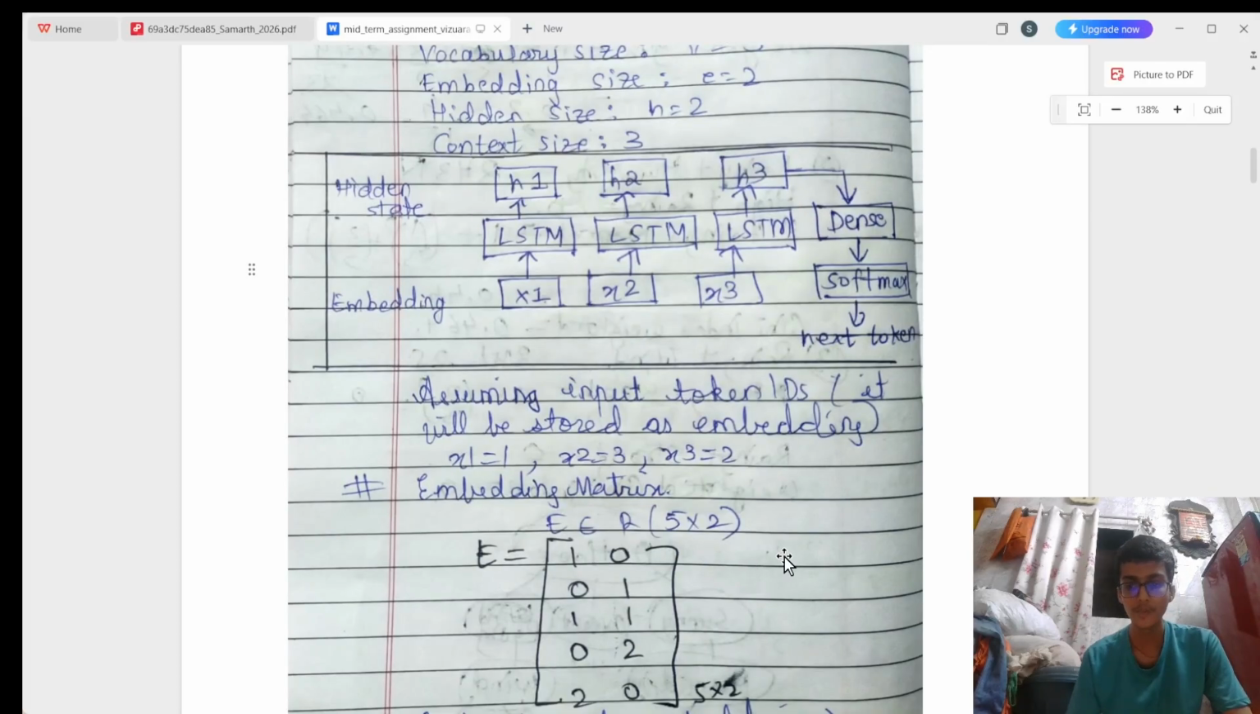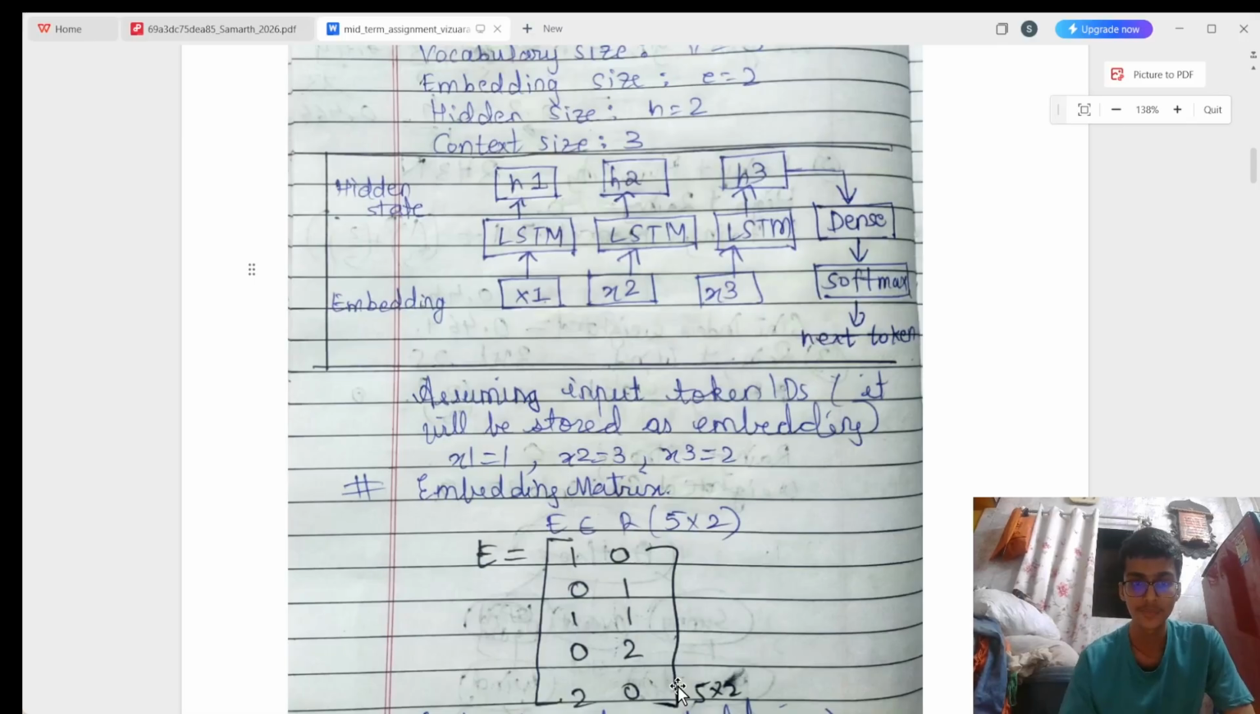How is it 5 by 2? Because each row represents one word's vector. This is word number 1, word number 2, up to word number 5. So what is the purpose of embedding? It captures the semantic meaning and it makes learning of the network possible. It also converts the discrete tokens into a continuous space.